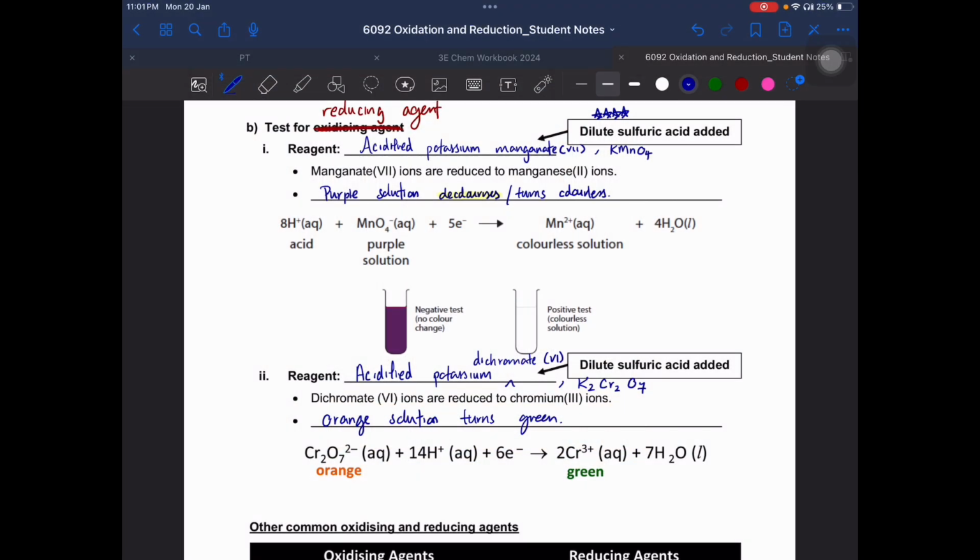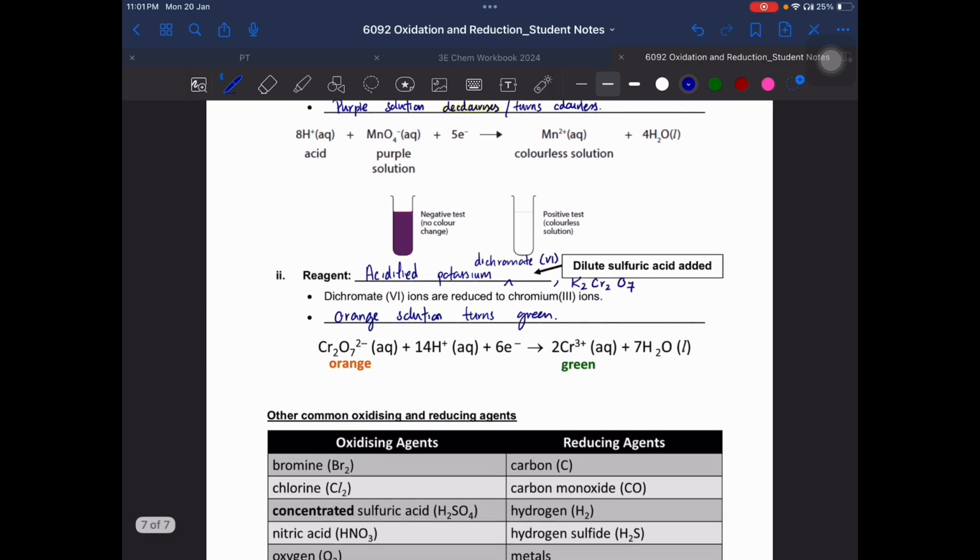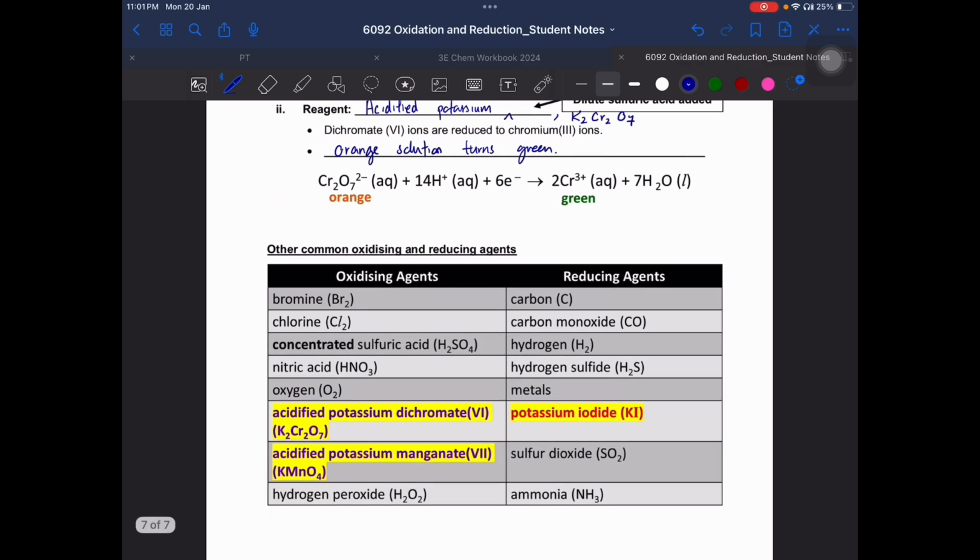Right, but that's not all in terms of the chemicals that you can use to test for oxidizing agent or reducing agent. There's a whole range of them that is being presented to you over here, and any one of them can be relevant depending on what is available to you at the lab. And with that, we have come to the end of part 2 of the video.